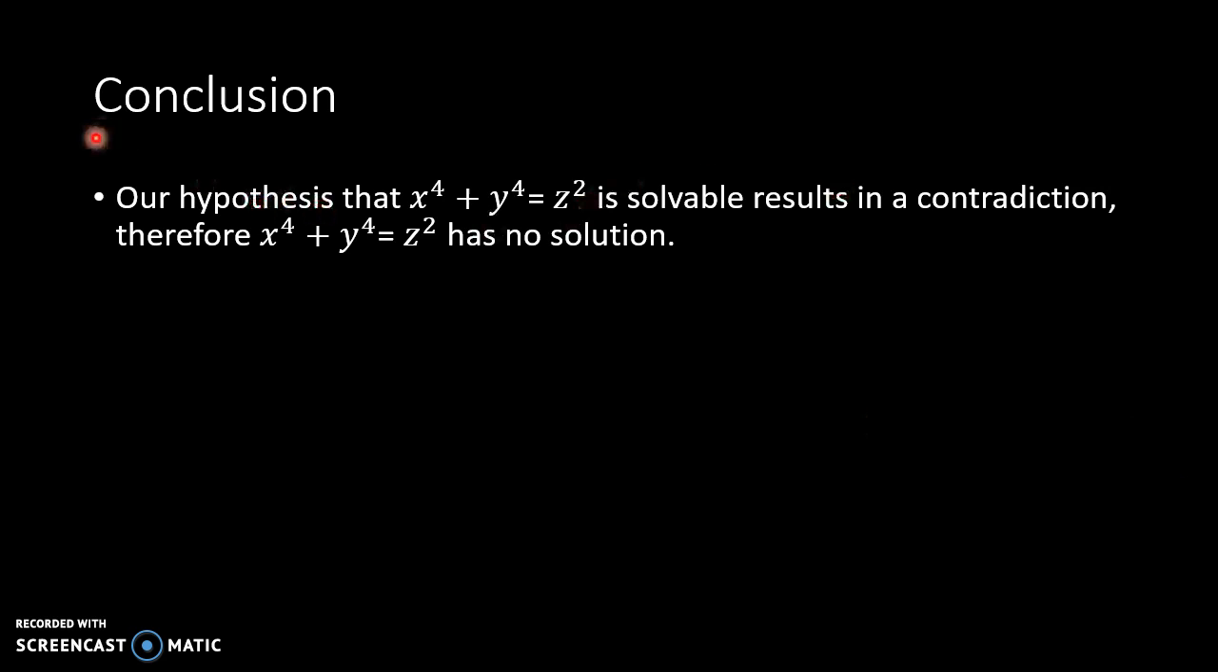Our conclusion is that our hypothesis that x to the fourth plus y to the fourth equals z squared is solvable results in a contradiction. Therefore, x to the fourth plus y to the fourth equals z squared has no solutions.